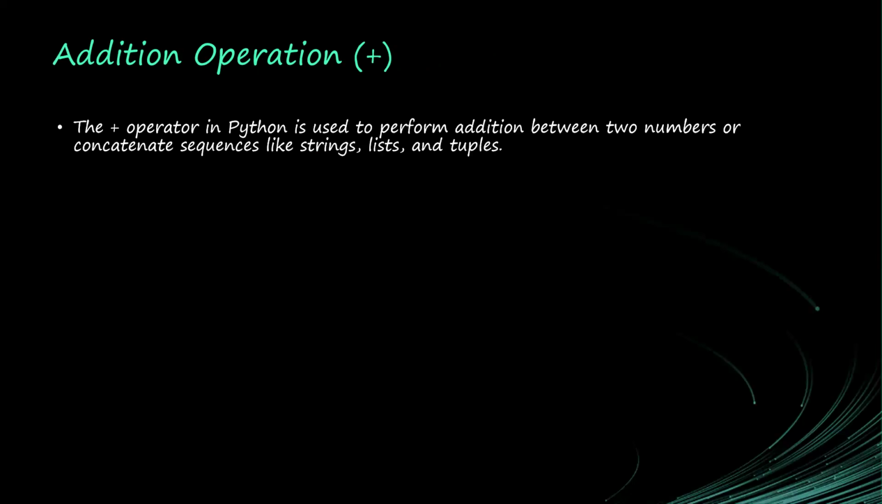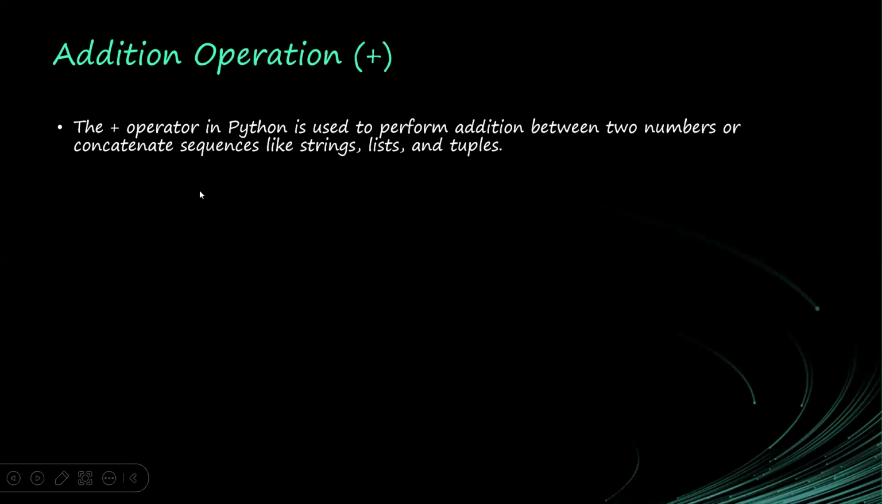The addition operator in Python is used to perform addition between two numbers. These two numbers can be integers or floats. Do you understand? It can be decimal numbers or whole numbers. You can also use it to concatenate sequences like strings. You can say this string plus this string. You can also do it with lists and tuples. We might not really understand what lists and tuples are yet, but we will talk about them a little, and we will have separate chapters for them.